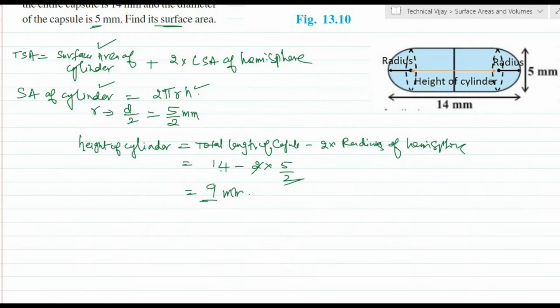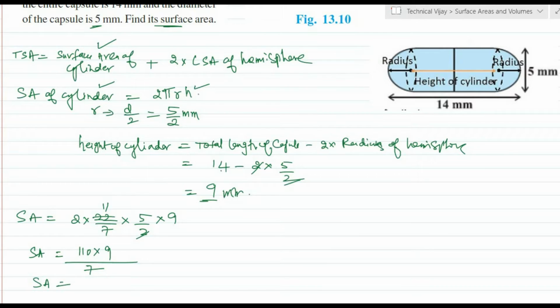Now we can calculate the surface area of the cylinder. The surface area of the cylinder is equal to 2 into 22 divided by 7 into R, which is 5 by 2, into H, which is 9. Two ones are 2, 11s are 11. So the surface area of the cylinder is 22 into 5 is 110, into 9, divided by 7. This is equal to 141.42 square mm.